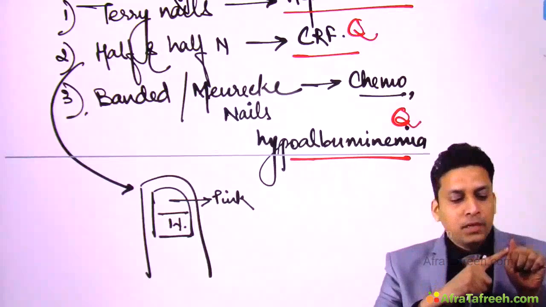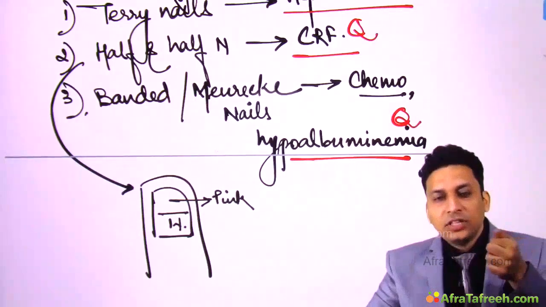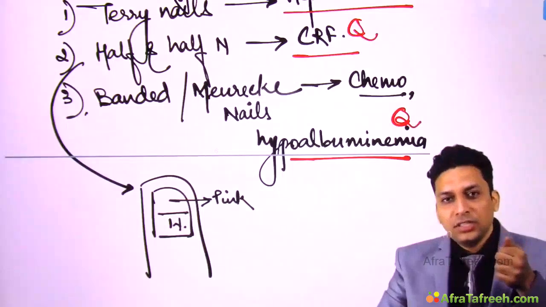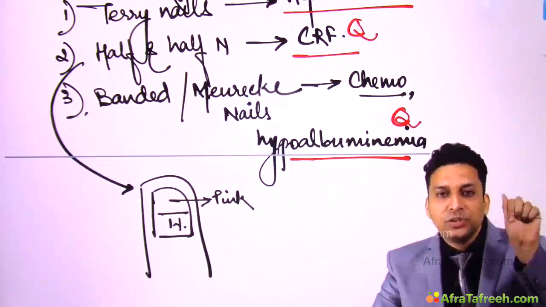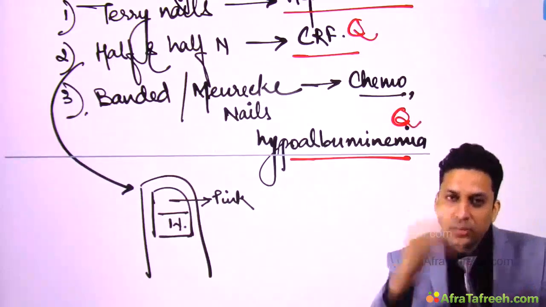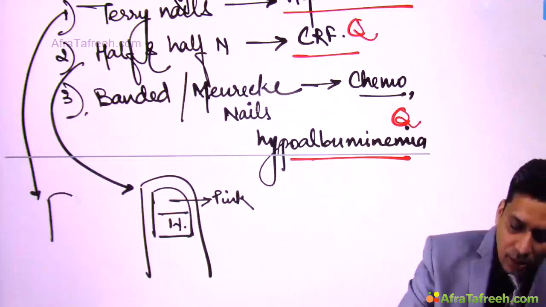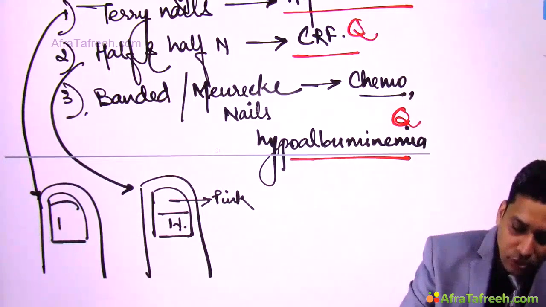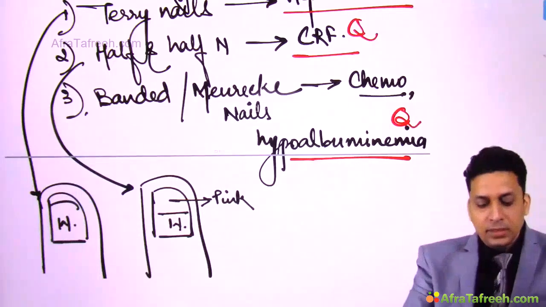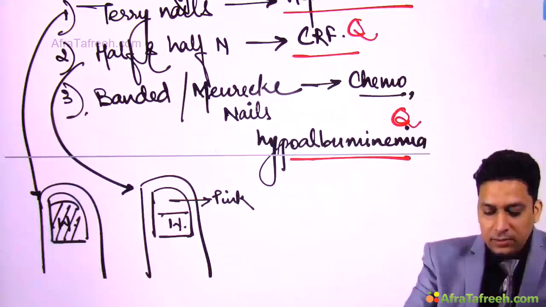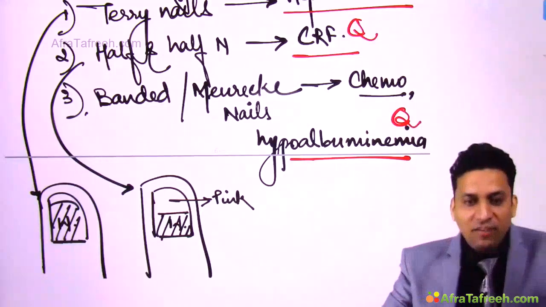Okay, so all of you will be carrying your thumb along with you in the examination hall, isn't it? So you can see there itself which portion is white, the proximal portion is white. So here also the proximal half becomes white. In Terry nails again the same thing occurs, but most of the proximal portion becomes white. So if most of the proximal portion becomes white, this is Terry nails. Here the proximal half becomes white.